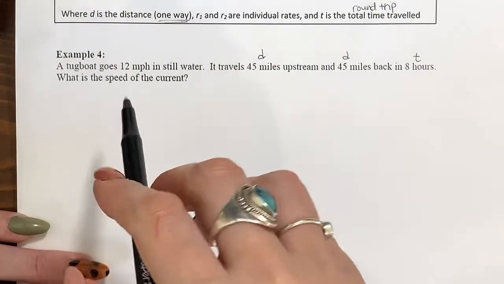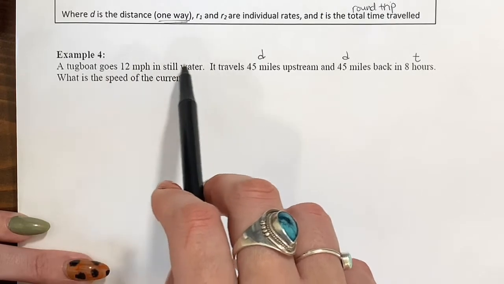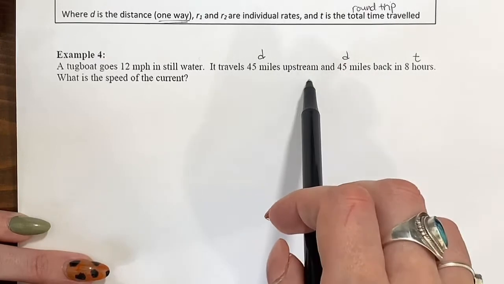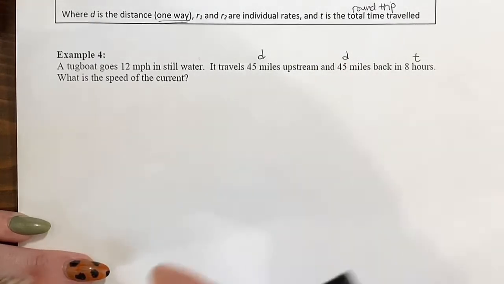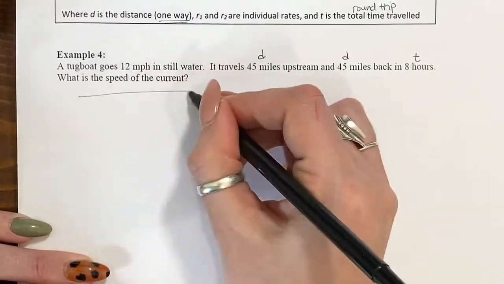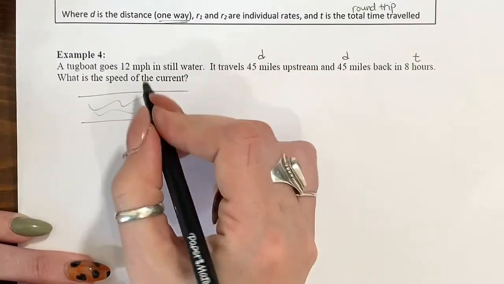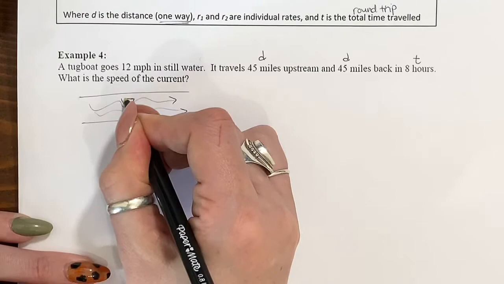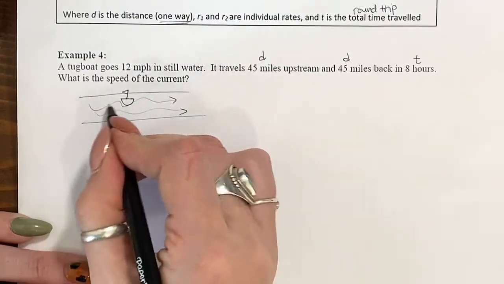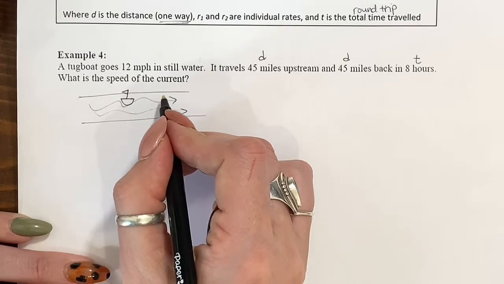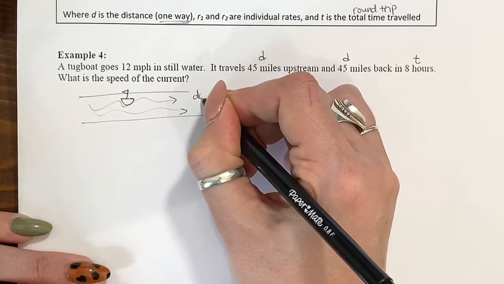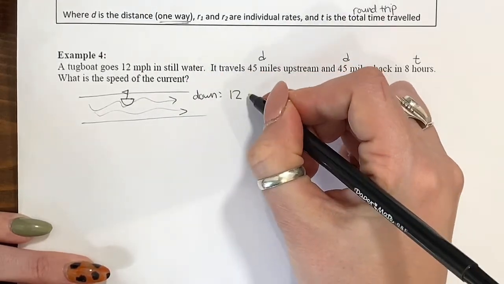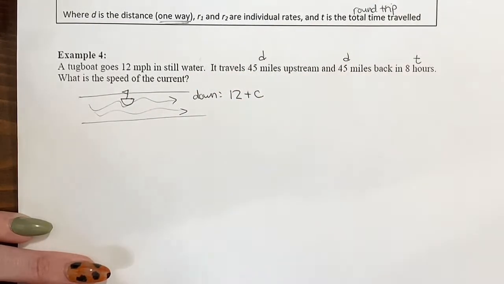Here's the tricky part. They're telling us this tugboat goes 12 miles per hour in still water, so it'd be like a lake, nothing with a current. But it is going up a stream and back. A stream or a river does have a current going down the river. So let's say here's my little river, and let's say this is the direction it's going. When our little boat is going down the river, that current is making it go faster than what it would do. So when it's going downstream, it's going to go that 12 miles per hour, however fast the engine is pushing it, plus whatever the current is pushing along.